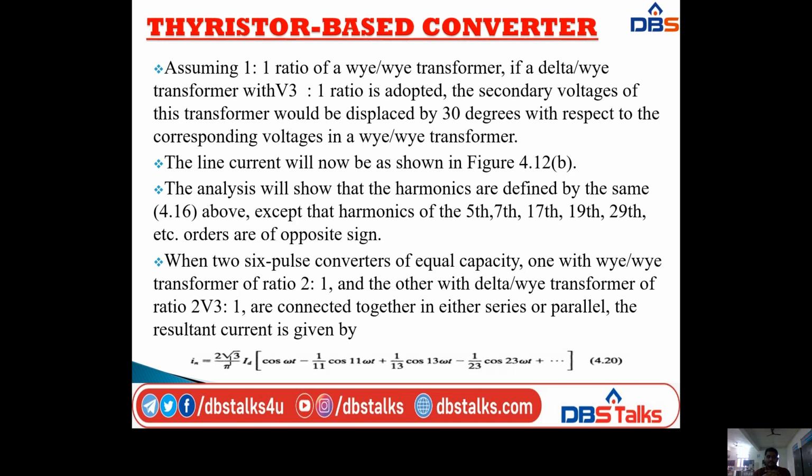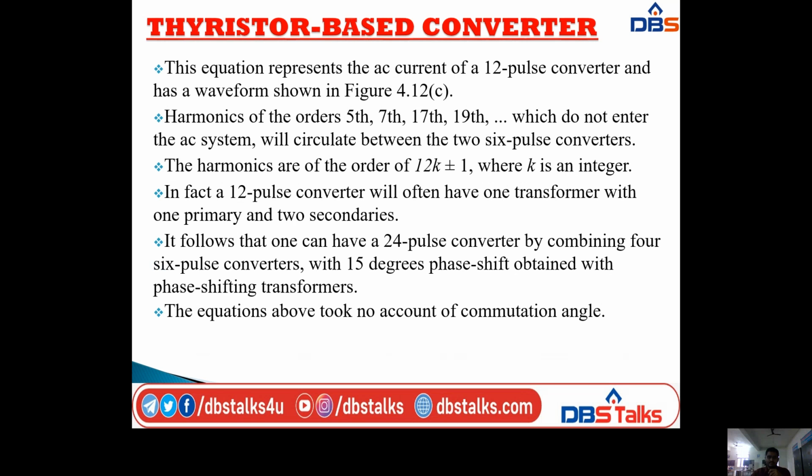So next, assuming the 1:1 ratio, I already discussed this one. So actually the equation represents the AC current of a 12-pulse converter and has a waveform as shown in the last diagram.